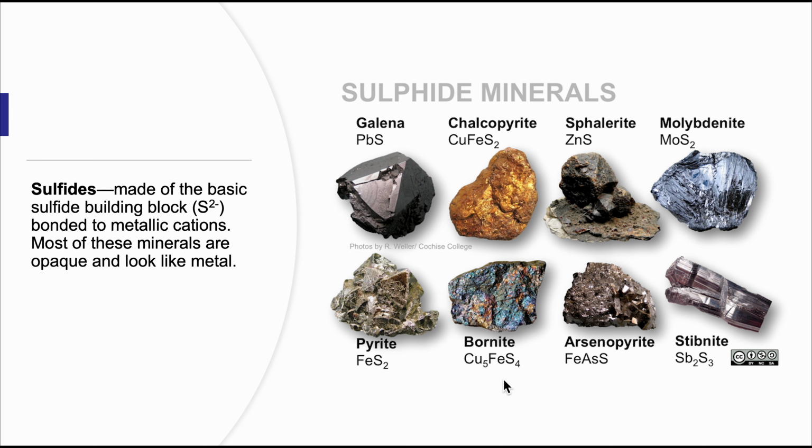Bornite is a minor ore of copper. It generally has this peacock appearance to it. Arsenopyrite is an ore of arsenic, and it has a metallic luster as well. Stibnite is an ore of antimony, and it has primarily this prismatic appearance or prismatic habit when you find it out in the wild.